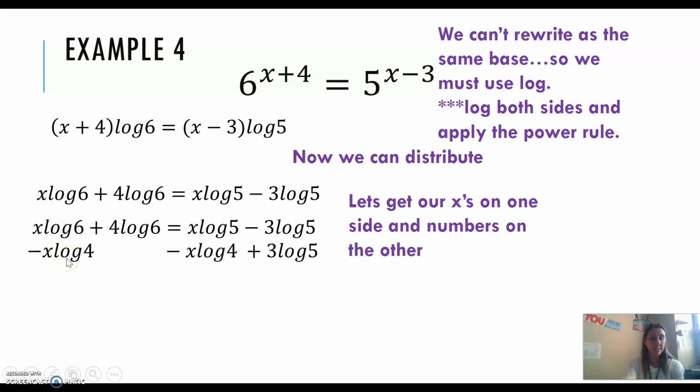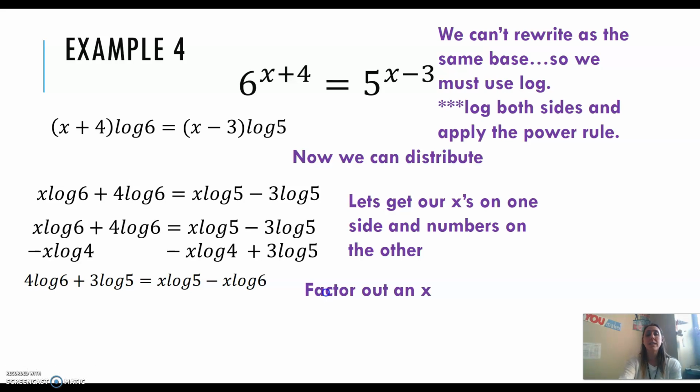This is what I did. I subtracted x log 6 here. Oh, I forgot to. I also added 3 log 5 to both sides. I just forgot to type it right there. So we end up with 4 log 6 plus 3 log 5 is equal to x log 5 minus x log 6. So now we need to factor out an x.